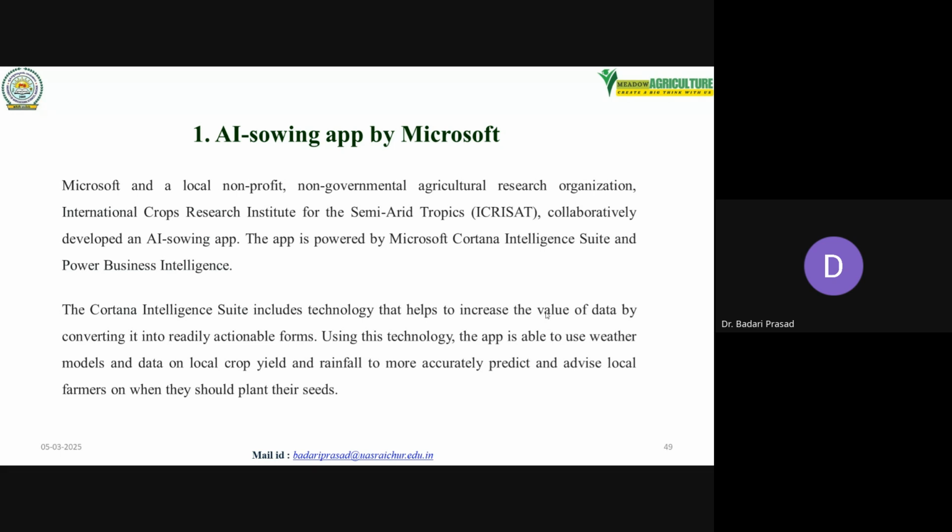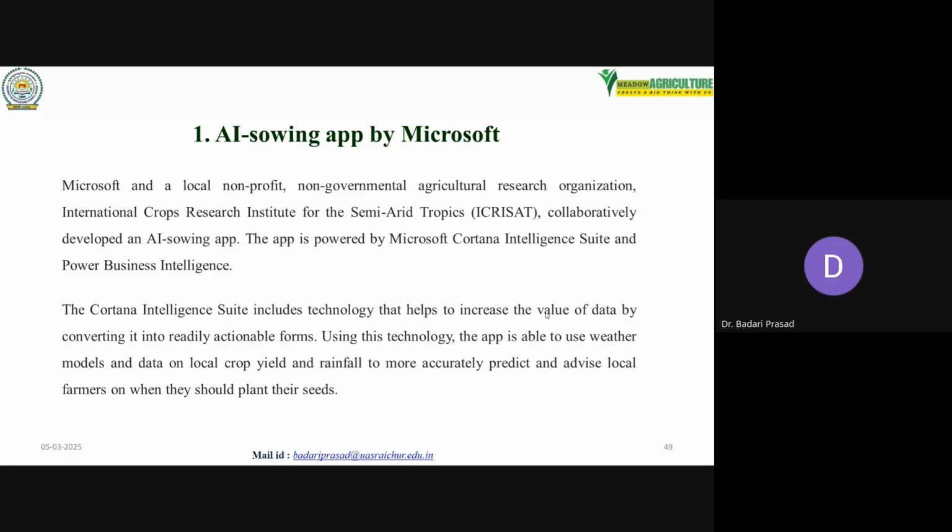The app is powered by Microsoft Cortana Intelligence Suite and Power Business Intelligence. The Cortana Intelligence Suite includes technology that helps to increase the value of data by converting it into readily actionable forms. Using this technology, the app is able to use weather models and data on local crop yield and rainfall to more accurately predict and advise local farmers on when they should plant their seeds.